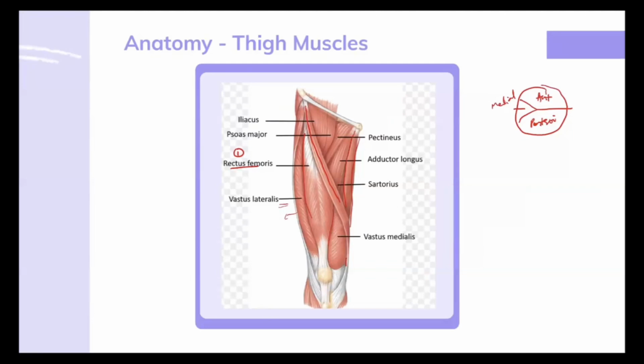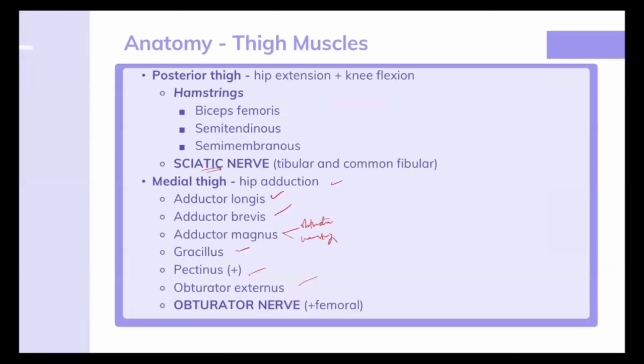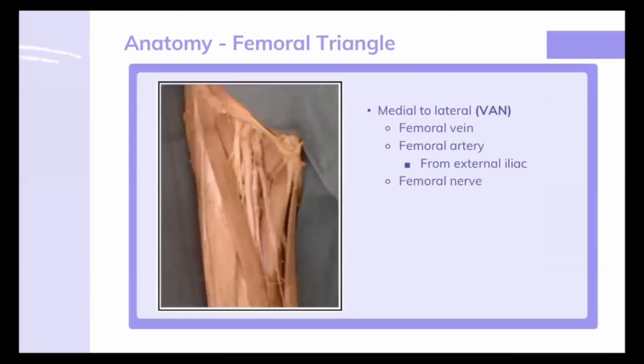And yeah, that's mostly what I can say about the thigh muscles. And then we come to the vessels, or before the vessels, the femoral triangle, which is obviously this. You need to know its boundaries. Obviously, superiorly it's made by the inguinal ligament.